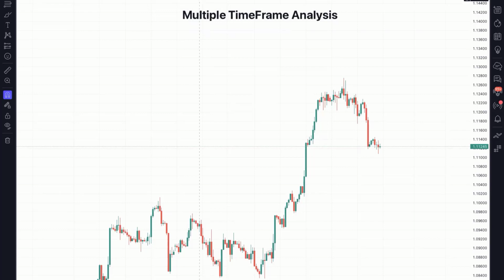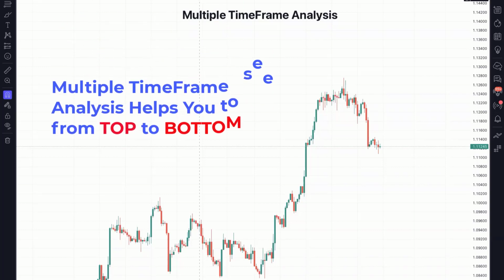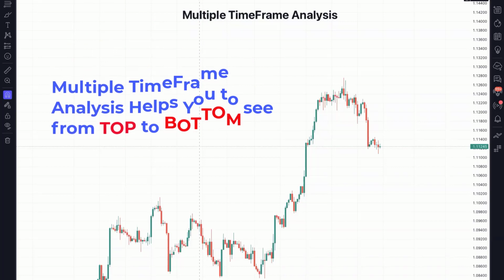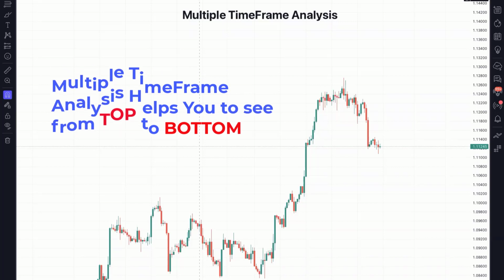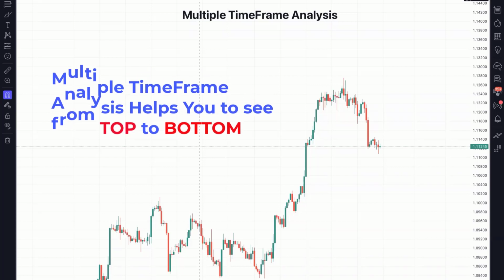That's because I've been able to see the level at which Euro USD had gotten to on a higher time frame and known that there is a higher probability, which means the probability of a turnaround is 80 over 100. This thing will turn around from here. So multiple time frame analysis helps you to see from top to bottom. It can also be called the top to bottom approach.